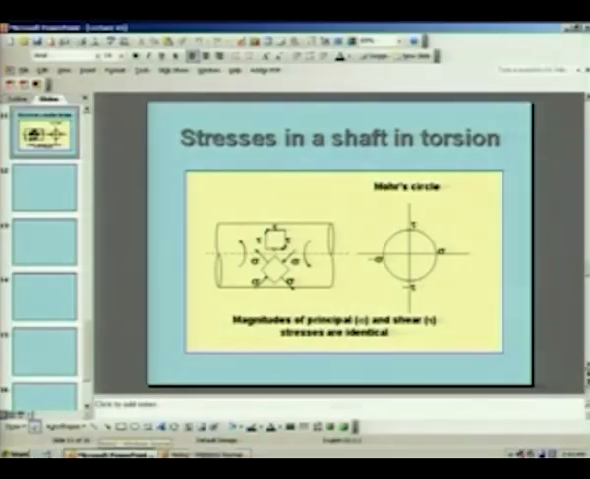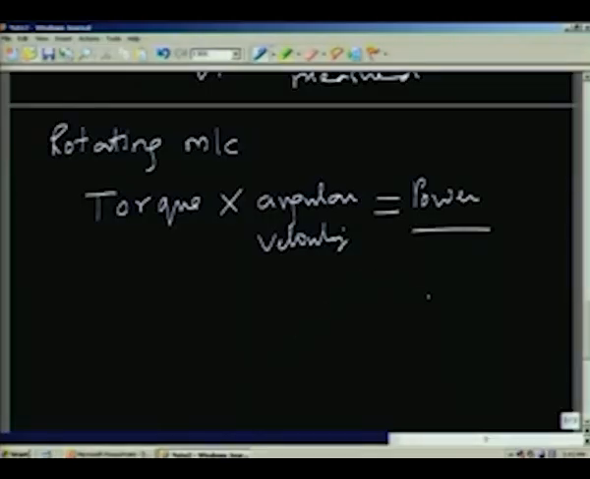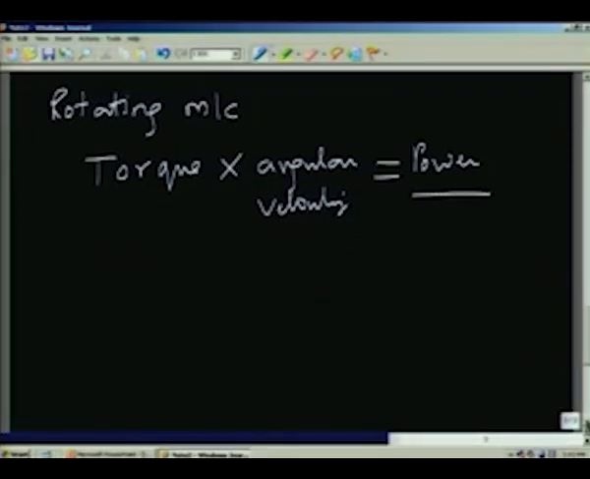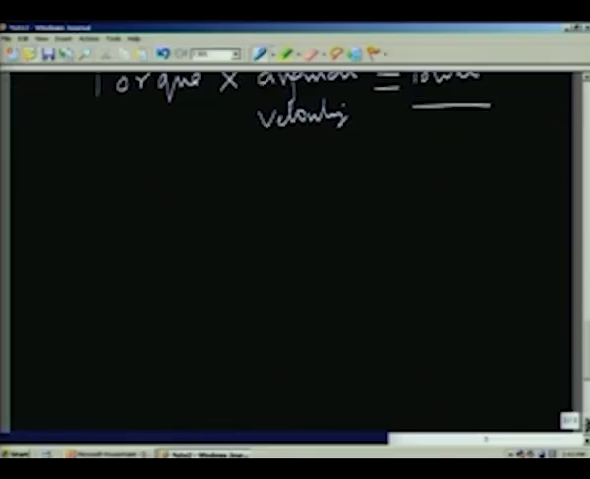So, let us look at some of the details of what we just discussed. I am going to look at typical cases. One is we will talk about force measurement.